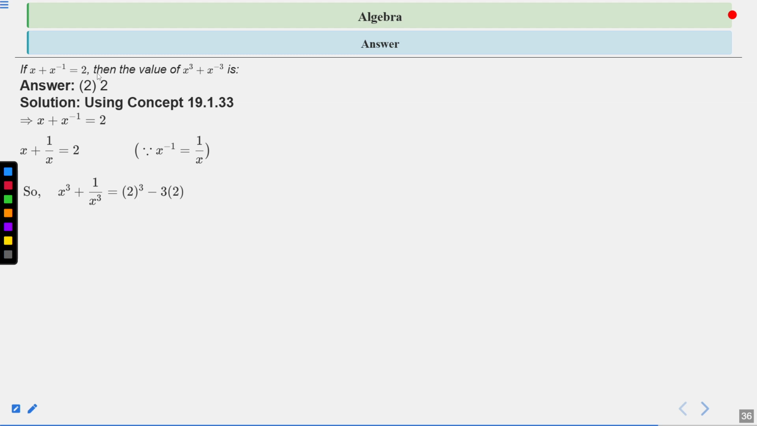Simply using the formula a cube minus 3a, it becomes 2 to the power 3 minus 3 into 2. We know that 2 cube is 8 and 3 into 2 becomes 6. So 8 minus 6 will become 2. So the value of x cube plus 1 upon x cube will become 2. So second is the correct answer of this question. Next one.